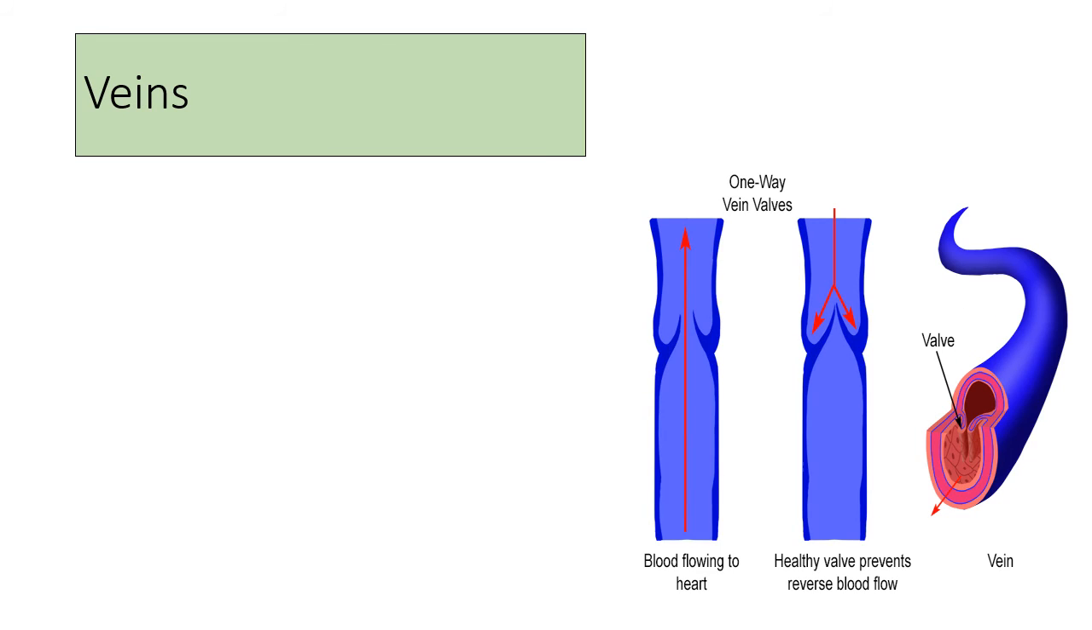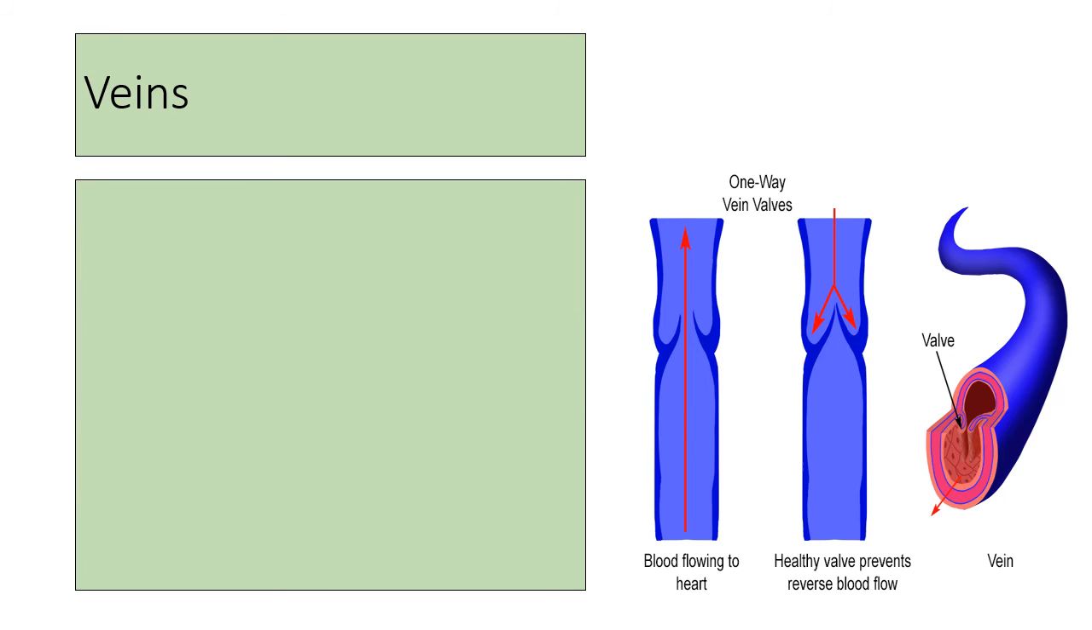Let's move on to the veins, and again you can see a diagram there that should help you understand them. The veins' key function is to carry blood towards the heart, and they carry deoxygenated blood back towards the heart.